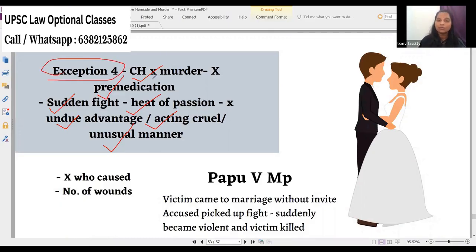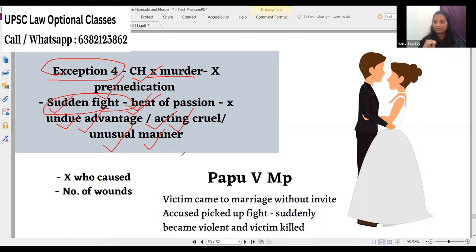That is, the culpable homicide will not be murder if it is not premeditated, not pre-planned. First ingredient. Next, the death must be caused in a sudden fight out of heat of passion. And while causing the death, the accused must not have taken undue advantage over the victim or acted in a cruel or unusual manner. Say, for example, I am fighting with someone. I get so infuriated that I cut him into some 50 pieces. Can I get the exception's benefit? No, because I am doing an unusually cruel act. So every ingredient must be satisfied.